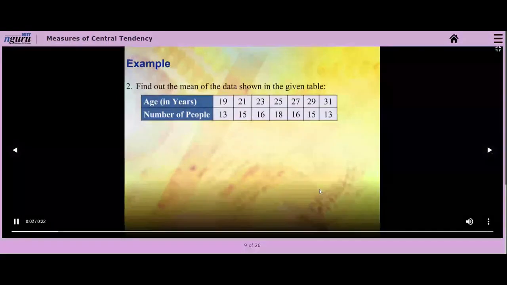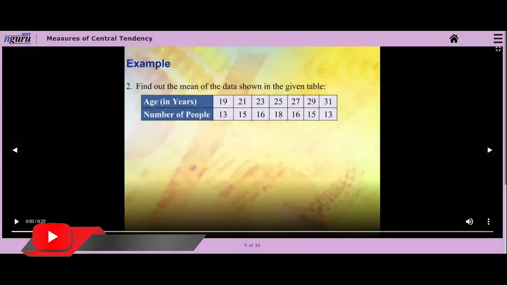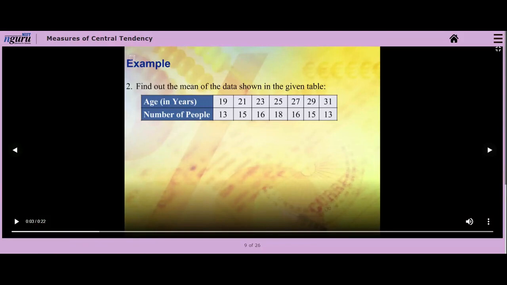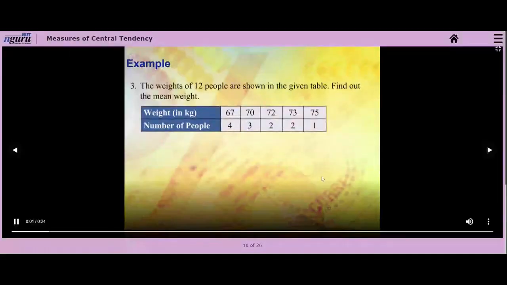Find out the mean of the data shown in the given table. You multiply each value by its frequency, then add up and divide by sigma fi. Next, the weights of 12 people are given. So 16 into 4, 70 into 3, 72 into 2, 73 into 2, 75 into 1. Add up everything and divide by 12.